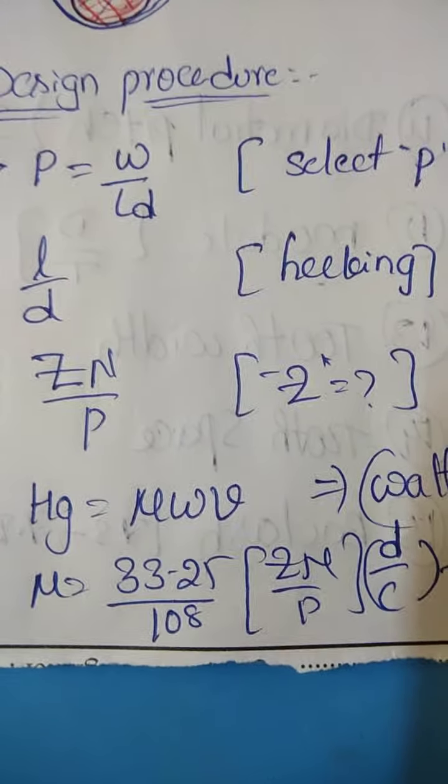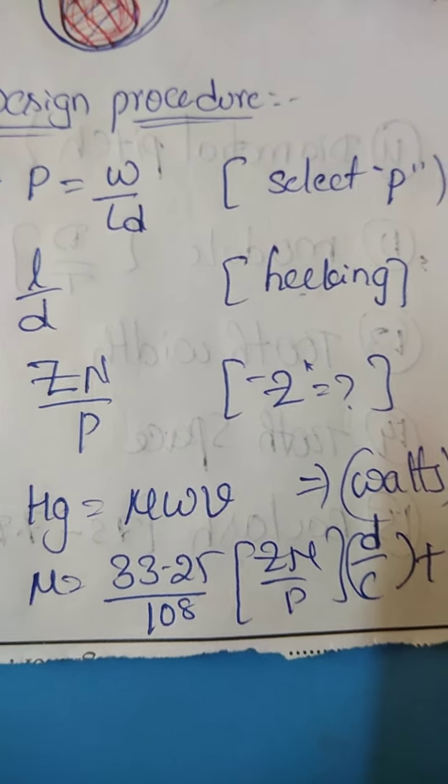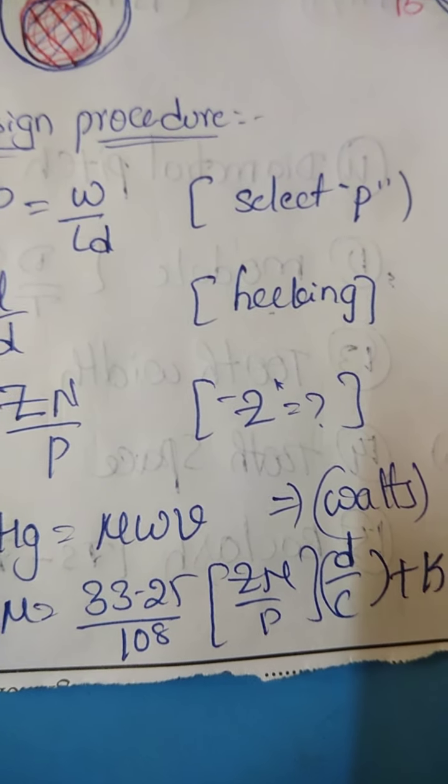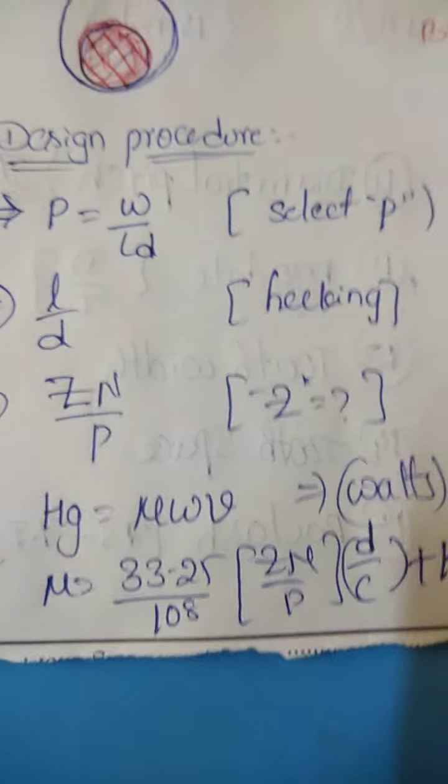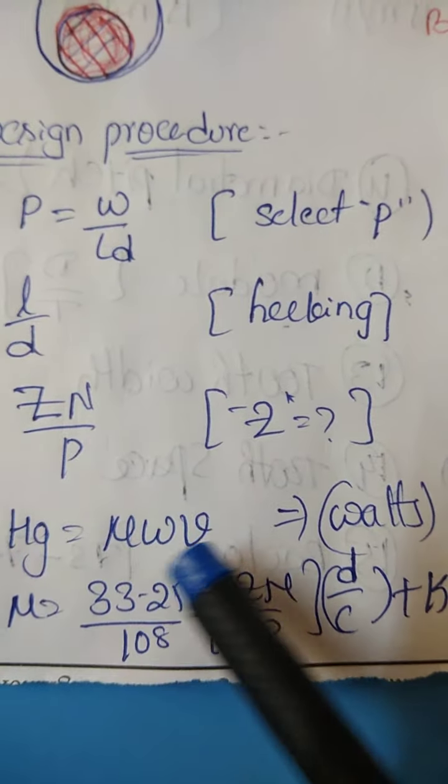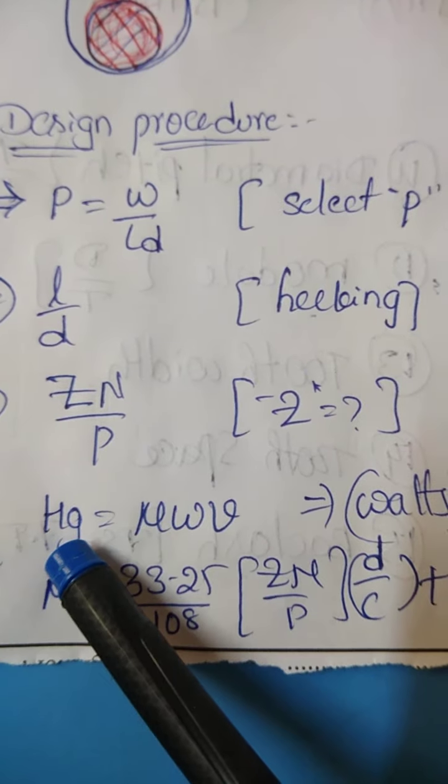These are all the steps, right? And we have to find out the heat generation. That means when the bearing is rotating, heat will be generated. How much heat is generated is also called power loss in a bearing. You can see mu W V. This is the formula to find the Hg.